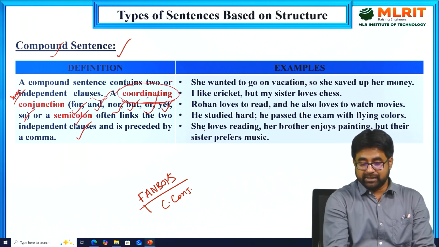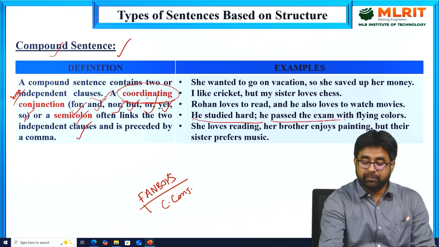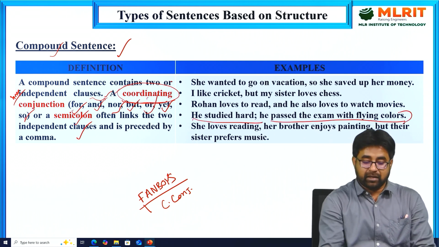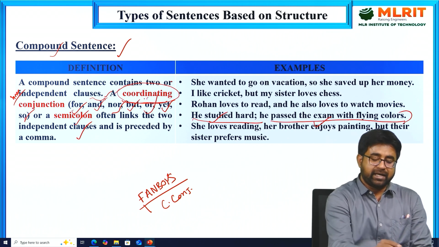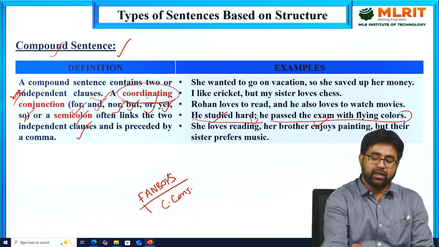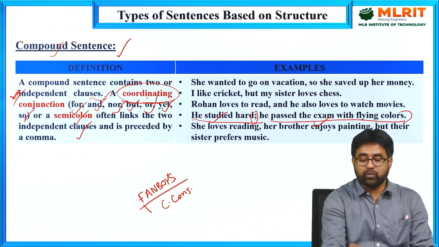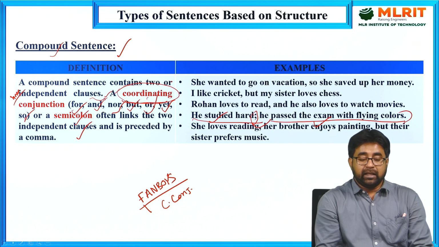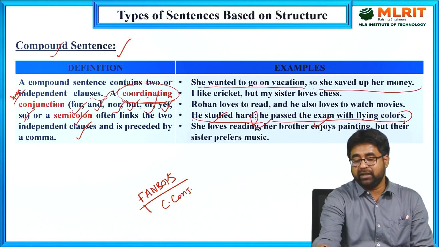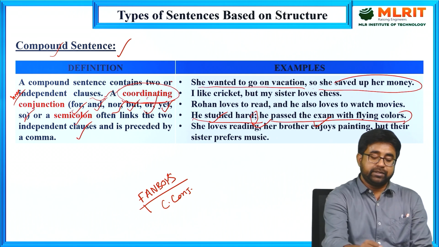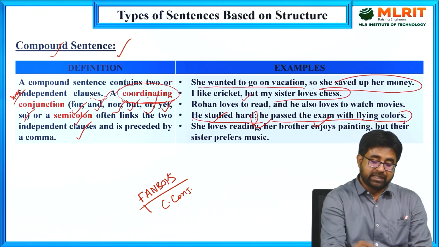For example, you can see this sentence: he studied hard, semicolon, he passed the exam with flying colors. These are two independent clauses. Now what is happening? I am not using a coordinating conjunction, I am simply putting a semicolon here. So a semicolon also can be used to join two independent clauses, right? Now see the other examples: she wanted to go on a vacation, comma, so she saved up her money. I like cricket, but my sister loves chess. You can find two independent clauses here.